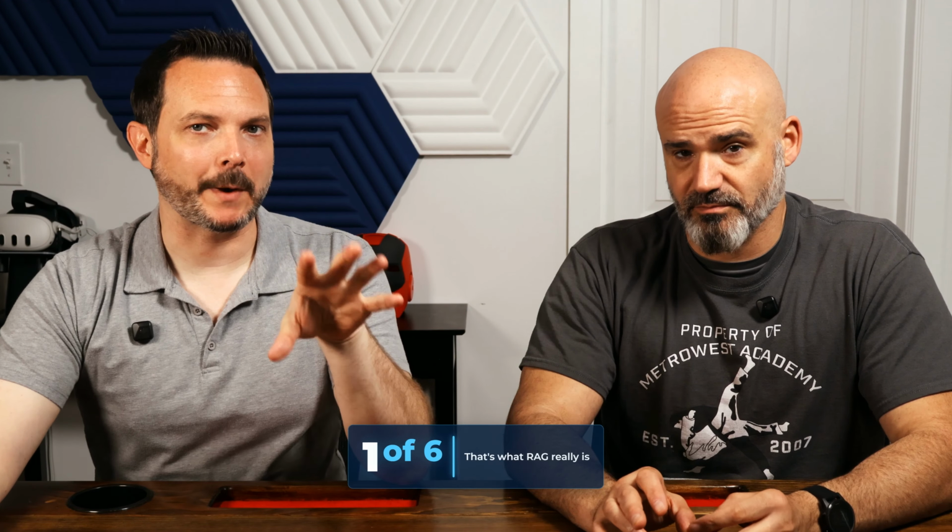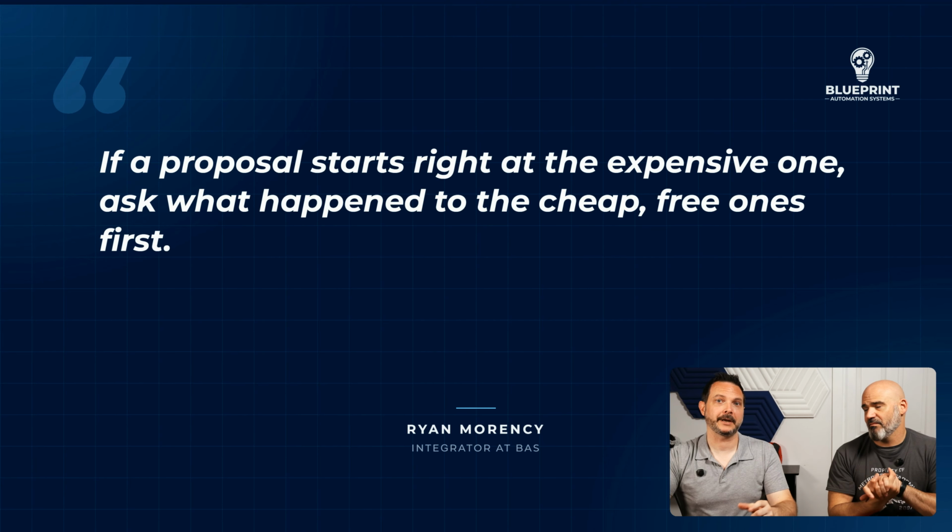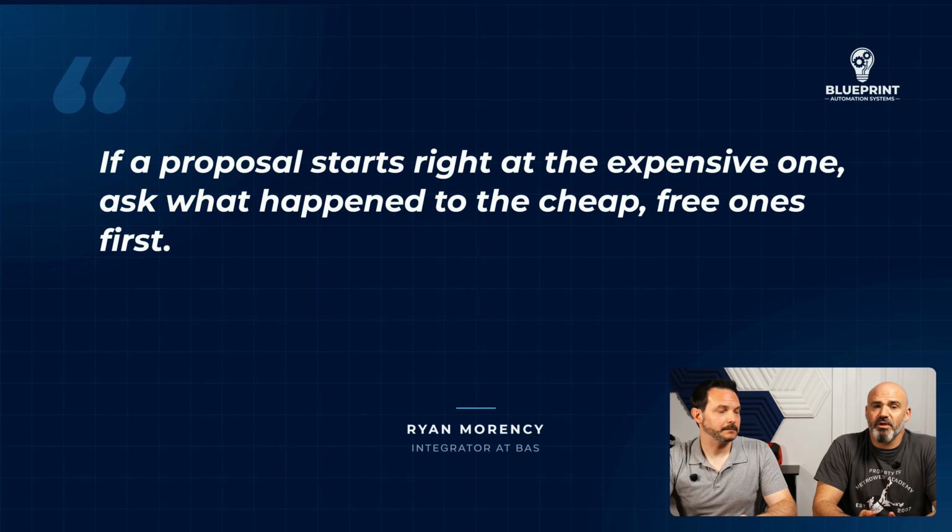RAG is one of 6 ways to kind of search and access your information. 3 of the 6 cost you nothing, just some time organizing your information. If a proposal starts right at the expensive one, ask what happened to the cheap free ones first to get you going, right? Second brain is information about your business that your AI tool needs. RAG is how the tool finds it, right? So, Google search on top of your file structure system, your data. Organized well enough, you might not need that search function at all. The AI can do it without the RAG most of the time for a small business.